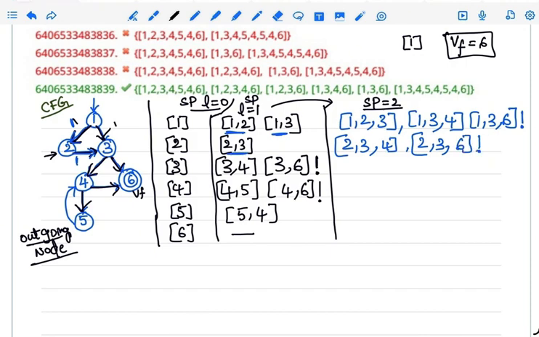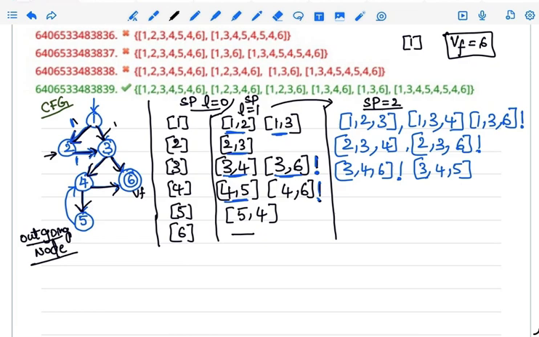Next, 3 comma 4, starting from 3. So that is 3, 4, 6 and 3, 4, 5. Simple path of length 2. 3, 4, 5, starting from 4, that is we extend. We cannot extend 3 comma 6. We cannot extend because it ends with an exclamation mark, right? Because of that we cannot extend these simple paths.